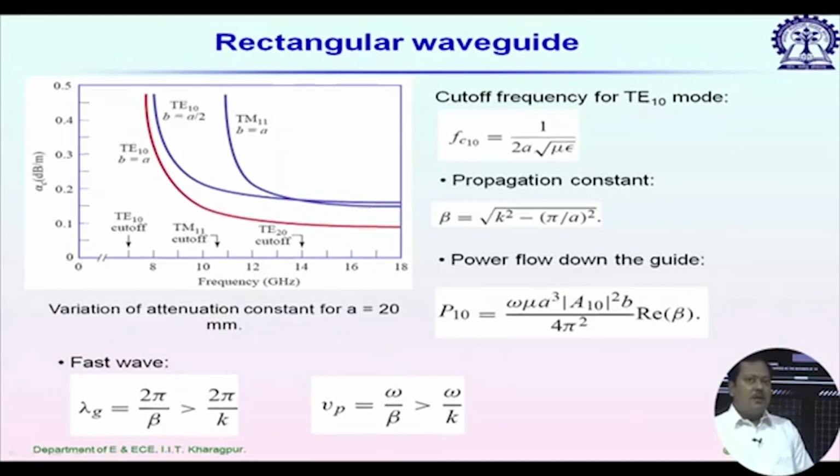So, let us take a short break, then we will discuss alpha c and beta variation with frequency and how it behaves at millimeter wave frequencies.